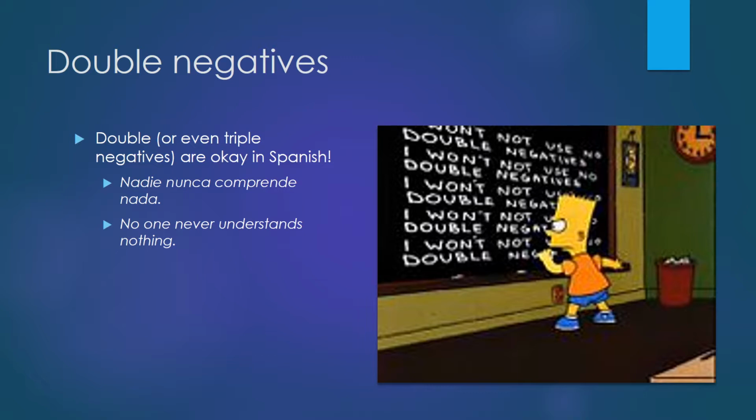So here's an example of actually a triple negative that is totally fine in Spanish. Nadie nunca comprende nada. No one never understands nothing. It sounds pretty silly to us in English because we were always taught not to use anything more than one negative word in each sentence. But in Spanish, you can use all the negative words that you would like and it makes sense. And that's the way that you would say, no one understands anything.